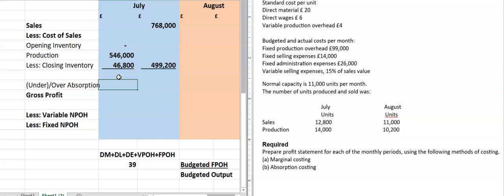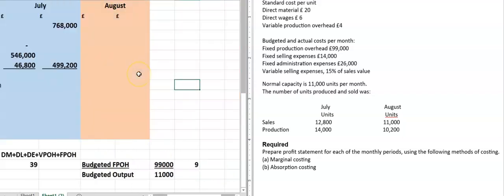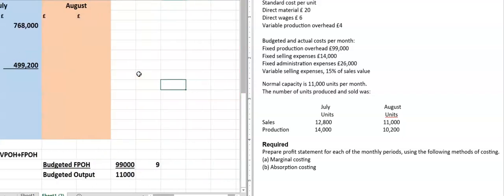Right. After this, there is one more important thing: you need to calculate your under or over absorption. How can you calculate under or over absorption? You have to use a formula, or some equation or some workings. You have to do some workings to calculate that.